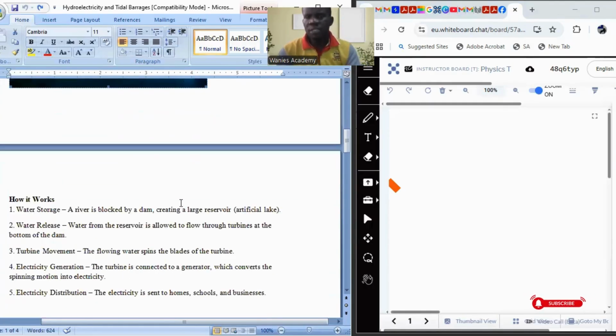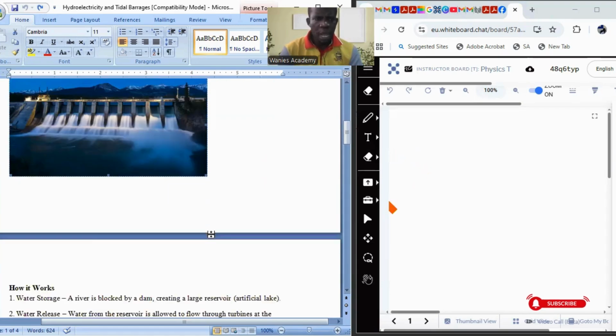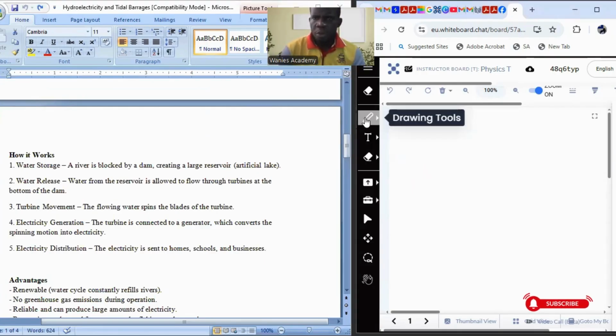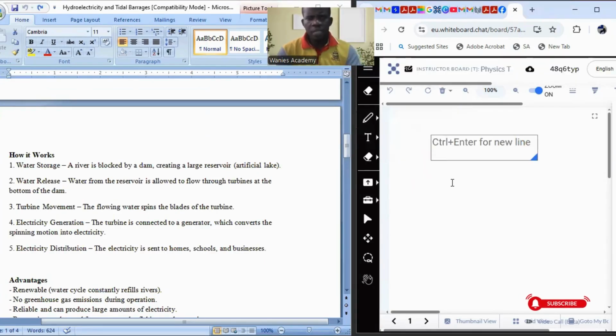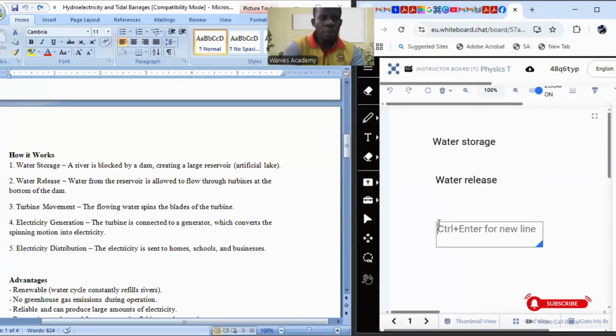Now, how does this work? This concept, how does it work? I'm going to explain the way it works. Just look at the diagram. If you see the diagram, you have pictorial knowledge of how it works. I'll run you through 5 steps. Number 1, we see the first step is water storage. Number 2, we see water release. Number 3, we see the turbine movement.